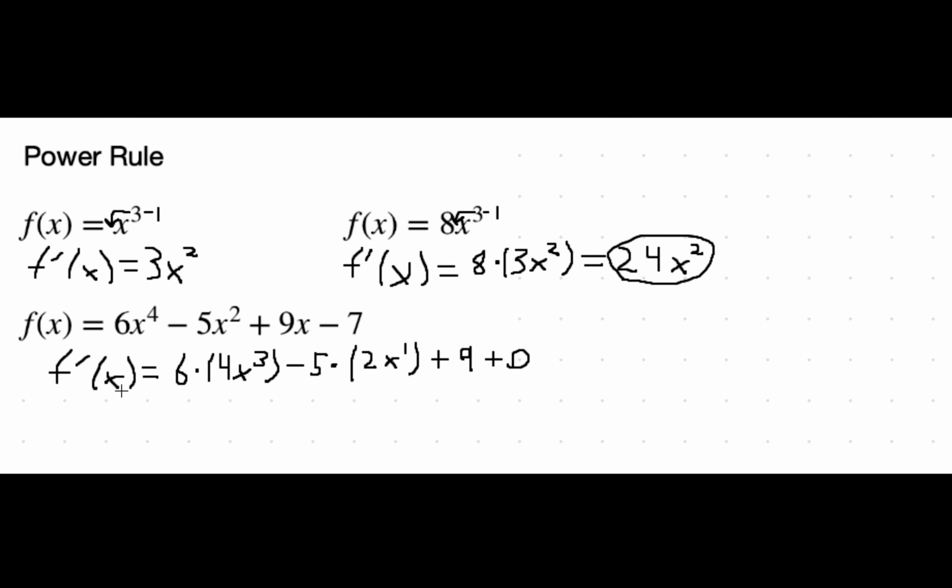And now we can just simplify this. So we'll do 6 times 4x to the third, which is 24x to the third. And then 5 times 2x, which is minus 10x. And then we have a plus 9 here. So our final answer for this derivative is going to be 24x cubed minus 10x plus 9.